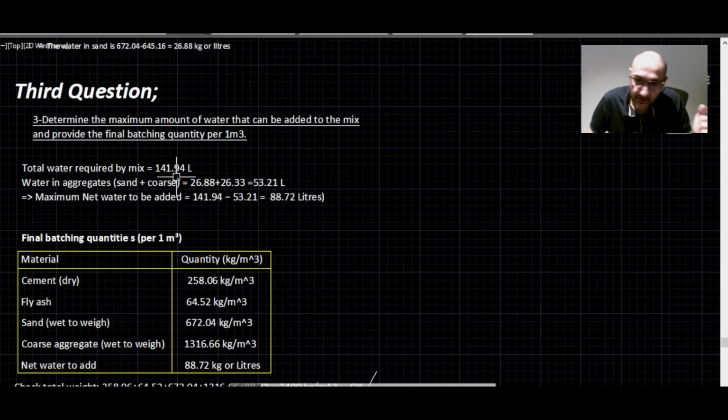Alright, the total water required by the mix is 141.94 liters, and we obtained that from the previous presentation, so I highly recommend you to go back and watch it. The water in the aggregates, the sand plus the coarse aggregate, was 26.88 plus 26.33, which gave us a total of 53.21 liters, or kilogram per meter cube. Therefore, the maximum net water to be added is 141.94 minus 53.21, and that will be 88.72 liters.